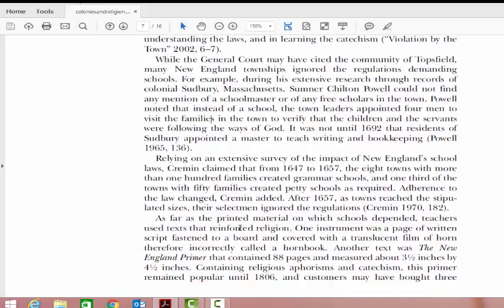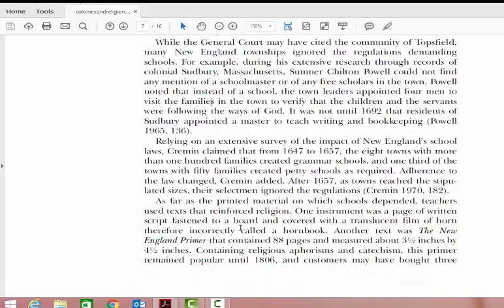It talks about the horn book. Because this is a graduate class, we can actually, many times we just say it was a horn book. But you see that the one instrument was a page of written script fastened to a board and covered by a translucent film of horn, therefore incorrectly called a horn book. It was just incorrectly called that. So they start bringing out basically writing for people to learn, and that's the whole element of the horn book.